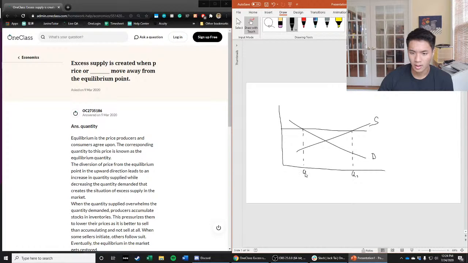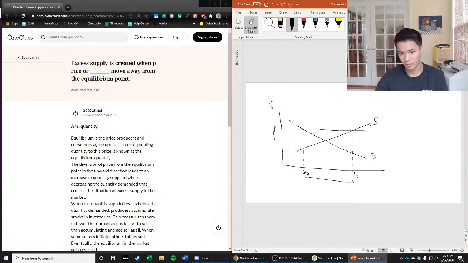And what is the cause for this discrepancy, right? This is our excess supply or surplus, and the cause of this is obviously that the price has gone up from the equilibrium level, right? We have a higher price than normal, and we also, as a result, have two different quantities instead of an equilibrium between quantity demanded and quantity supplied. So the answer to this question, again, we're going back, is excess supply is created when price or quantity moves away from the equilibrium point, right? And so that's going to be the right answer here. It's either price or quantity. Those are the only two things that are really happening on this graph.